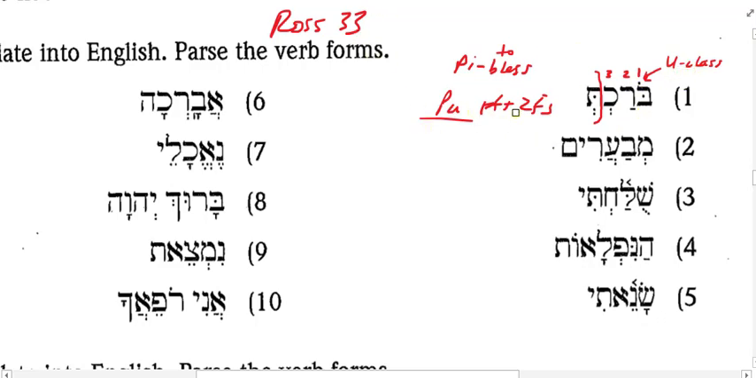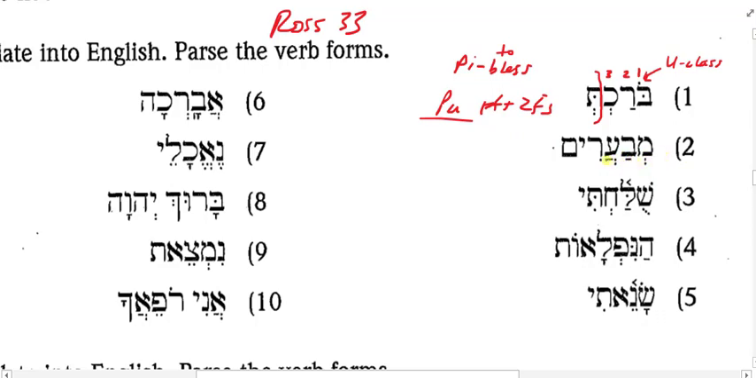So I've got this parsed. Pual perfect 2FS. So how am I going to translate this? Active or passive? It's passive. You, what? You were blessed. You were blessed. Okay? Got it? All right. Look at number 2 real quickly.